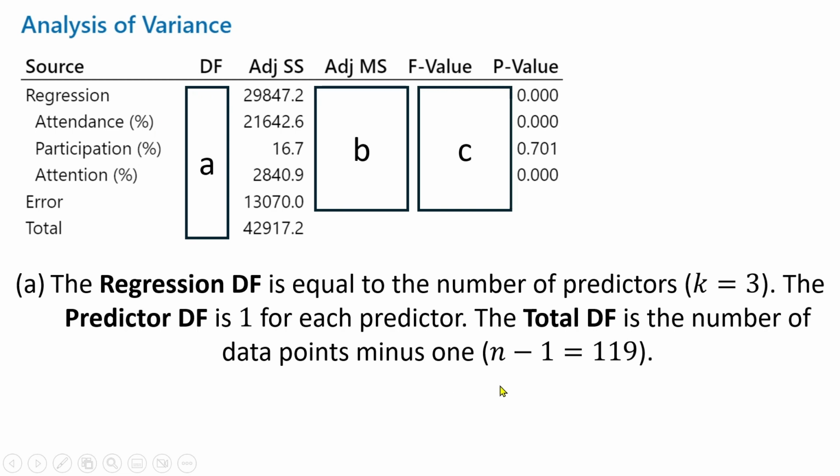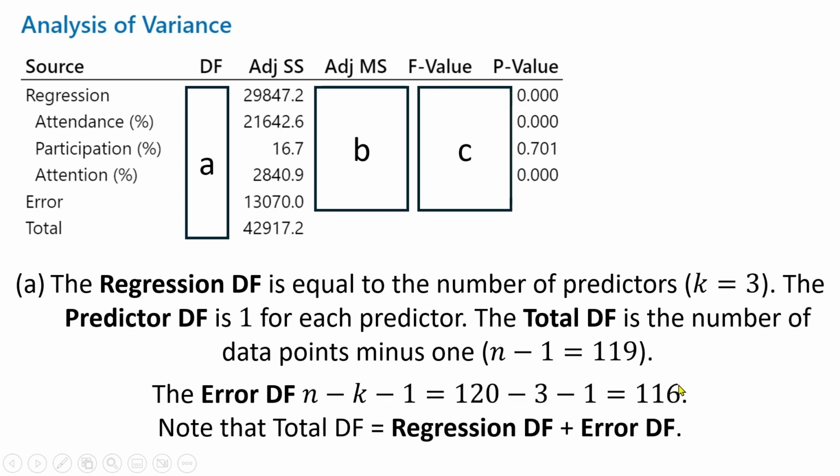The total degrees of freedom is just the number of data points minus 1. So there were 120 observations. N minus 1 is 119. The error degrees of freedom is the number of observations minus the number of predictors minus 1. 120 minus 3 minus 1, that's 116. And we note that if you take the error degrees of freedom and add to it the regression degrees of freedom, you get the total degrees of freedom.